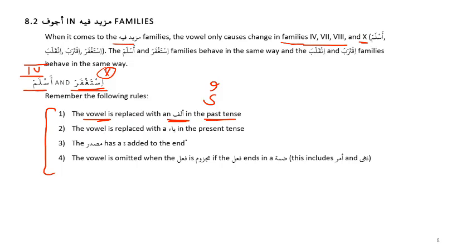The vowel is replaced with a ya in the present tense. So again, doesn't matter whether the middle letter is a waw or a ya. When we are dealing with fail mudare, then the middle letter becomes a ya. The mastar has a ta marbuta added to the end, and the vowel is omitted when the fail is majzoom, and if the regular fail ends in a zamma, and this generally happens with fail amar, which is the command, and nahi, which is a negative command.